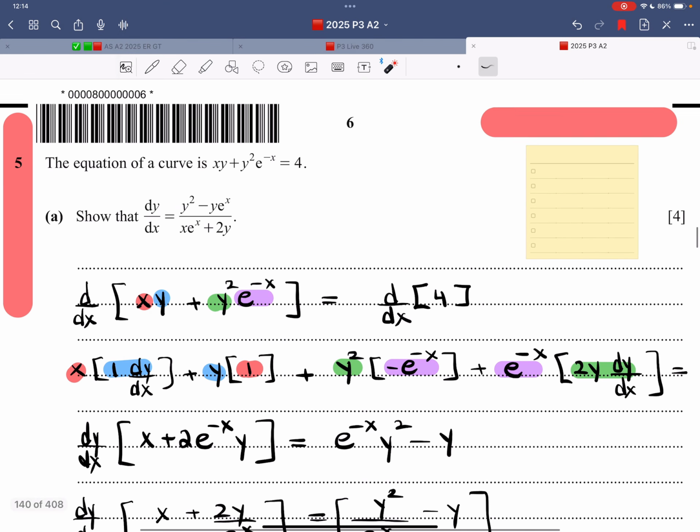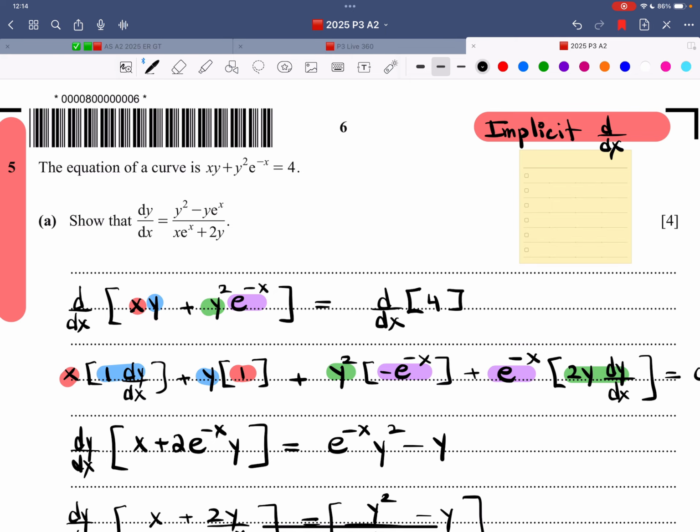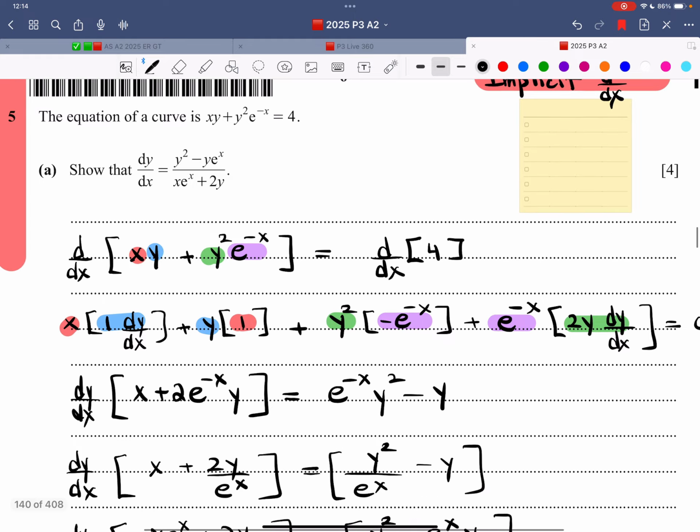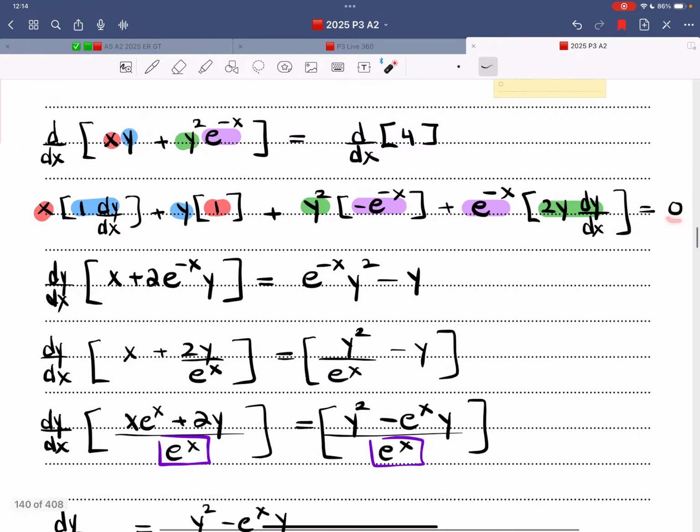That is this. The equation of a curve is this thing. Show that. So this is a question of differentiation and it's not integration. This is implicit differentiation. So we differentiate both sides with respect to x. We differentiate xy with respect to x, and we differentiate y square e minus x with respect to x. We differentiate a constant with respect to x, and that comes out to be 0.